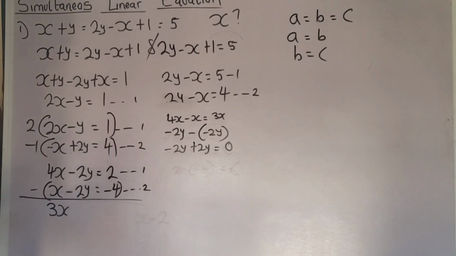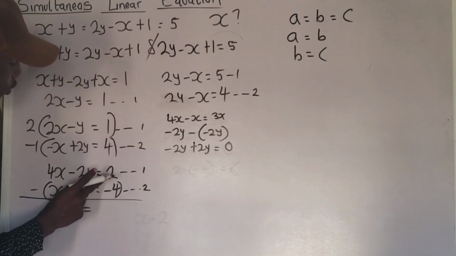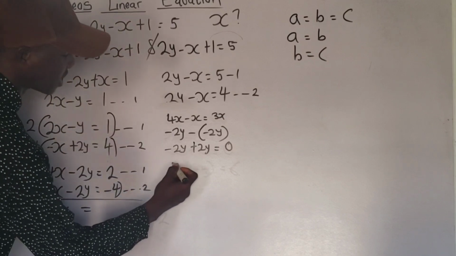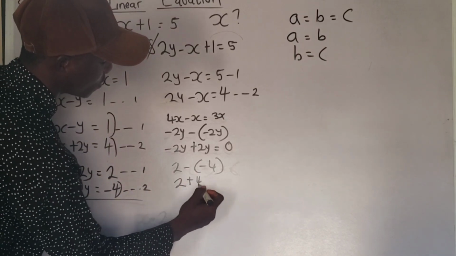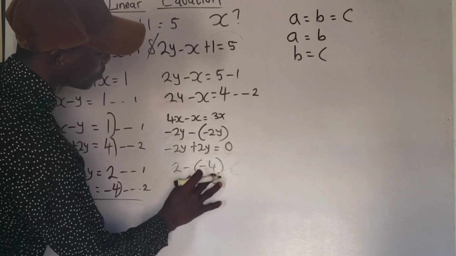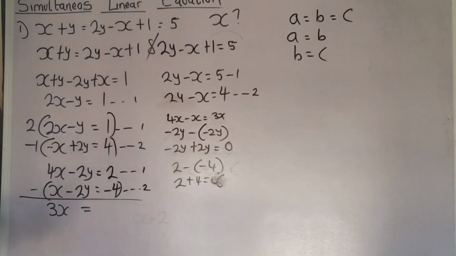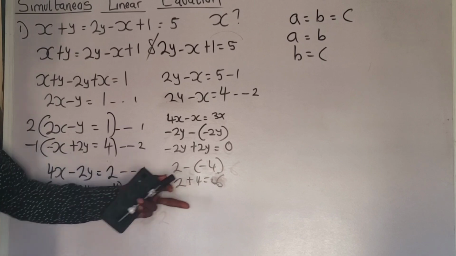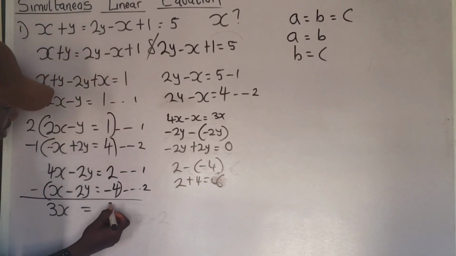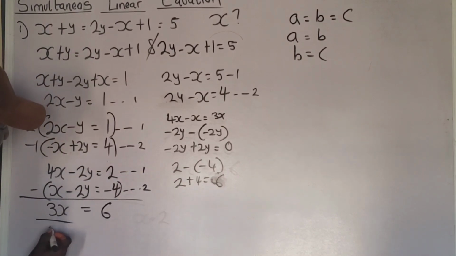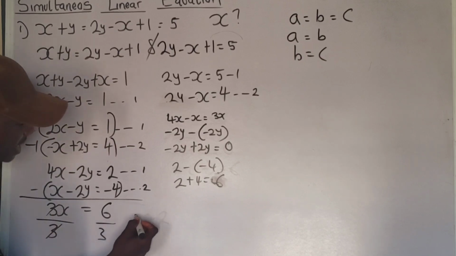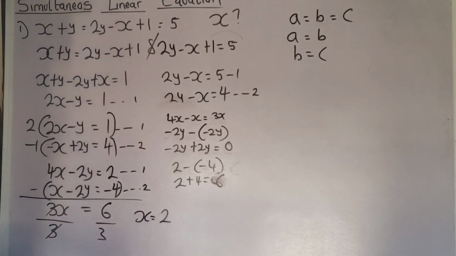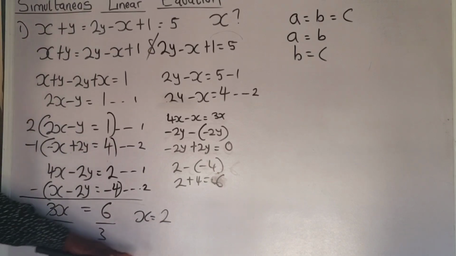So 2 minus negative 4, what's the answer? That will be 2 plus 4, because negative times negative is positive. So 2 plus 4 is 6. Hence, I'm going to have 6 in this place. Now, to get the value of x, I'm going to divide both sides by 3. So this will cancel this. x will be equals to 2. So the value of x for this equation is 2.